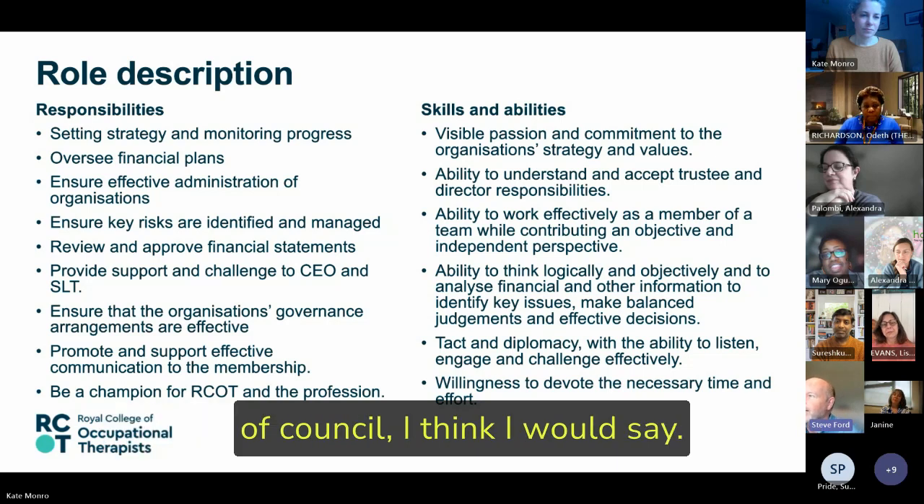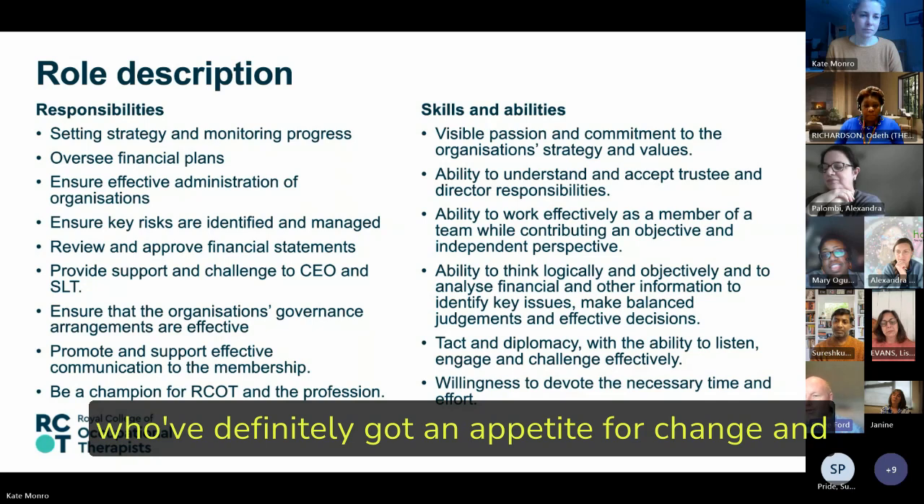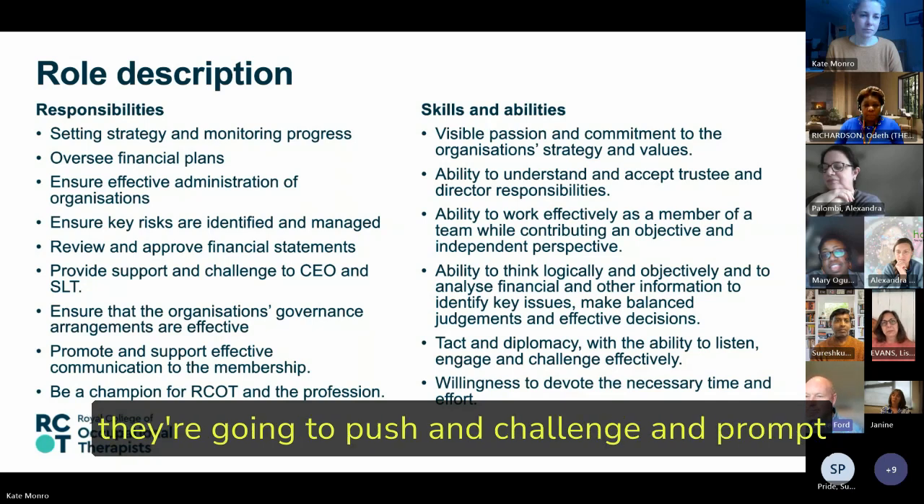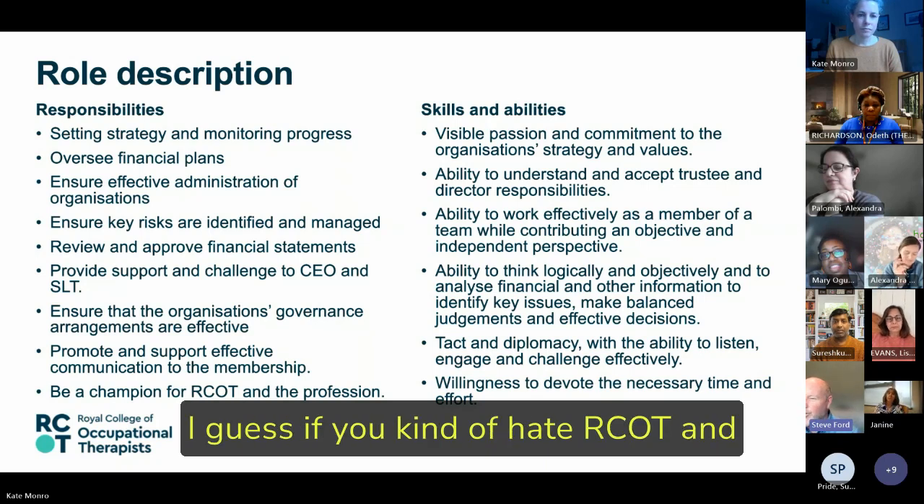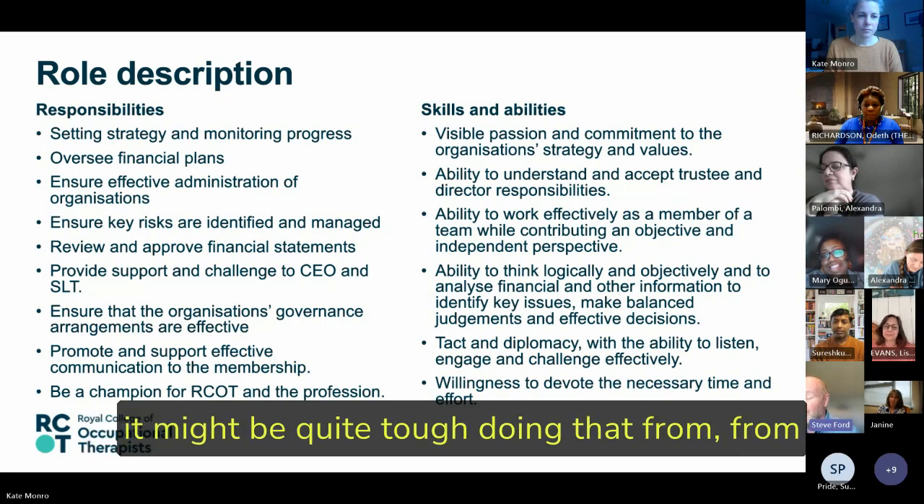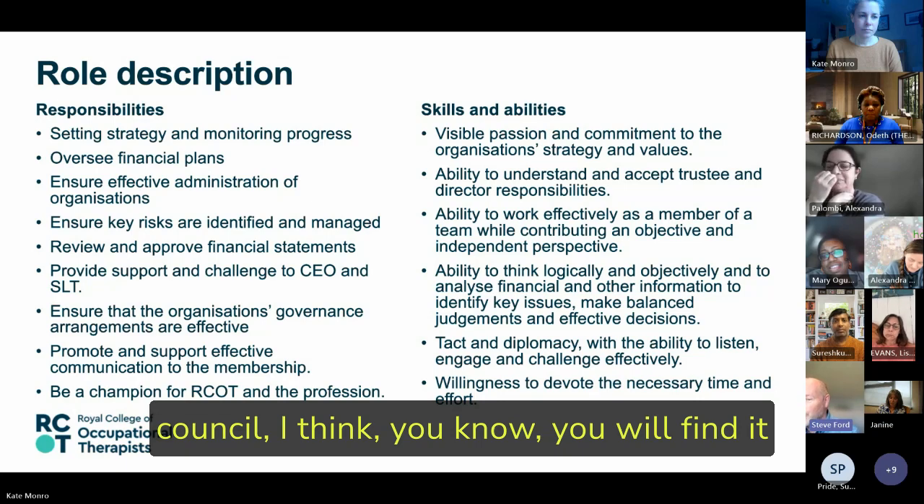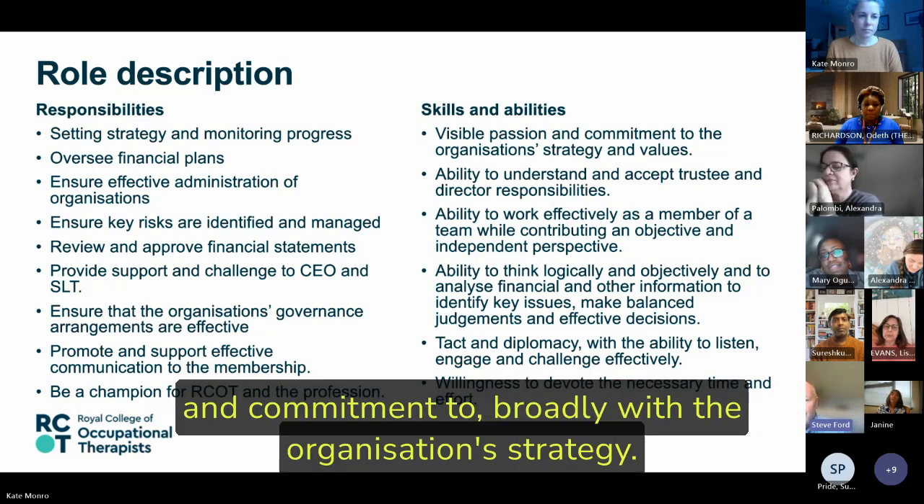I would say we're looking for people who've definitely got an appetite for change, and they're going to push and challenge and prompt and cajole us to be better. I guess if you hate RCOT and you want to completely change it, it might be quite tough doing that from council. I think you will find it easier if you do have that passion and commitment, broadly, to the organization's strategy.